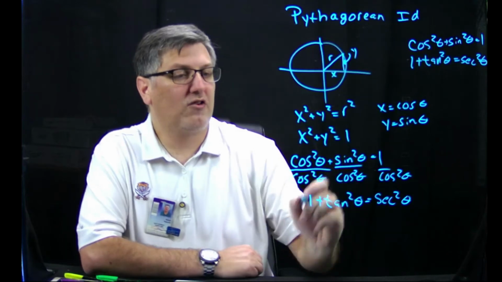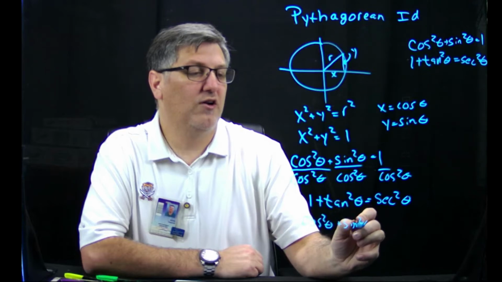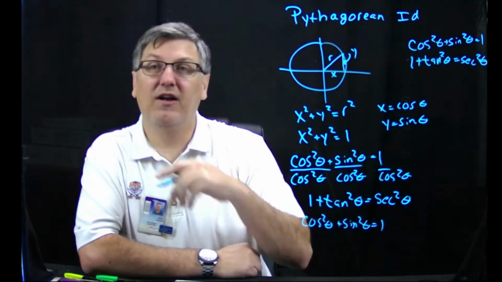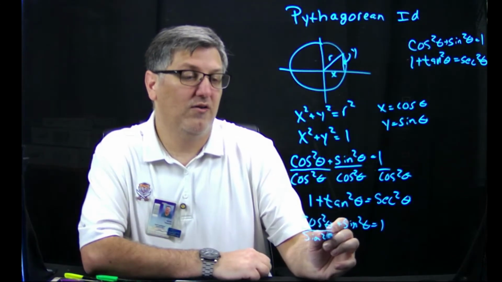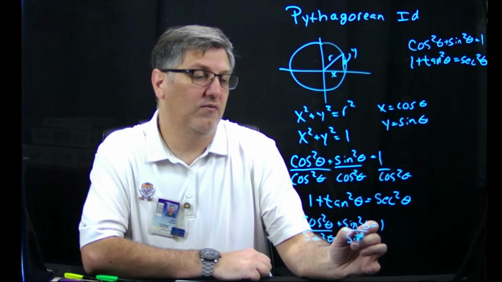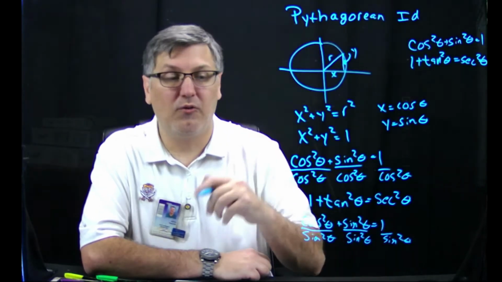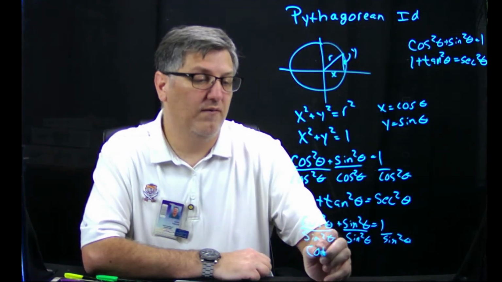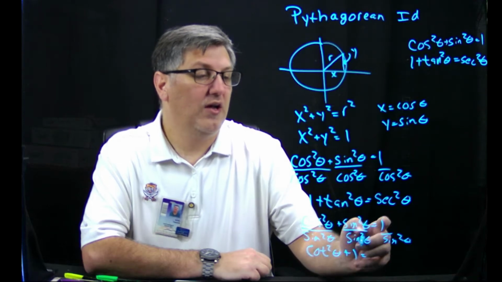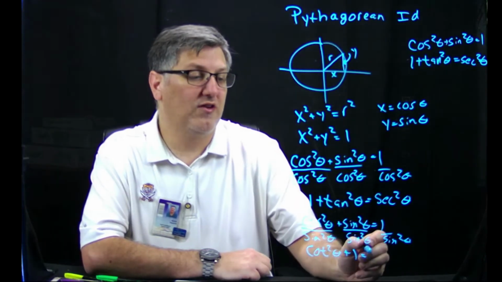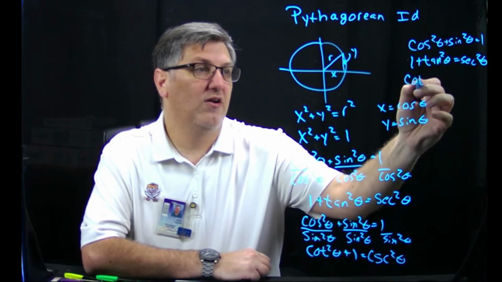All right, let's go back to my original one: cosine squared theta plus sine squared theta equals 1. Now, instead of dividing everything by cosine squared, let's do sine squared. So we're going to divide everything by sine squared. Cosine over sine, we learned from the ratio identities, is cotangent, so this is cotangent squared. Sine squared over sine squared is just 1. And 1 over sine squared, we learned from our reciprocals, is cosecant squared theta, and there is my third Pythagorean identity.